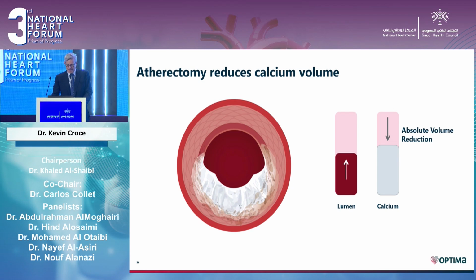So what we're hoping to do with things like atherectomy is reduce the volume of the calcium, to have this material take up less space, to hopefully restore the geometry of the arterial lumen.